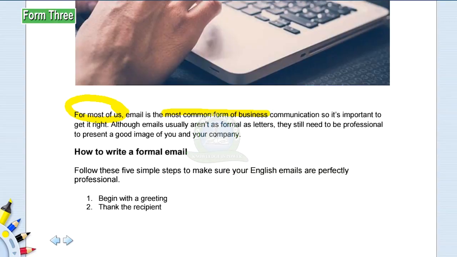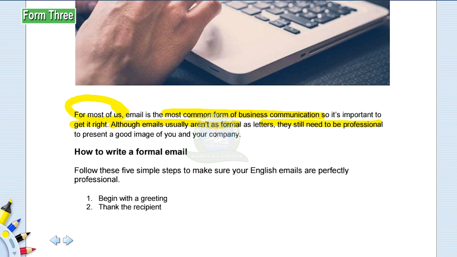So, the most common form of business communication is email, so it's important to get it right when you're writing. You must get it right. Although emails usually aren't as formal as letters, they still need to be professional. When you're writing an email, your email must be very professional.